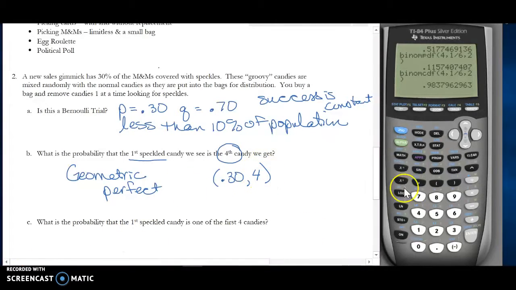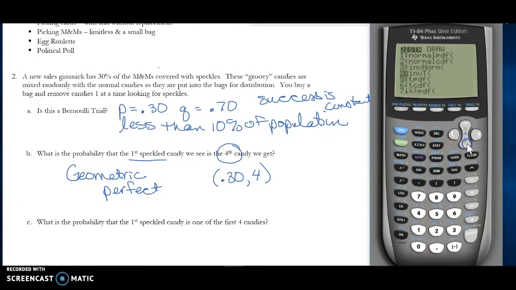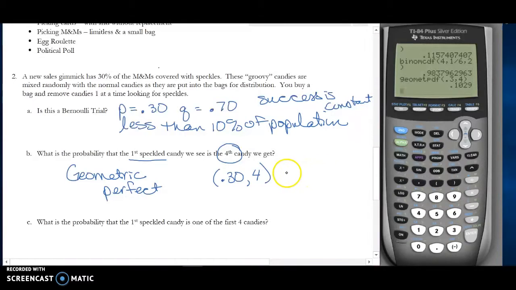So let's look at our calculator. So second distribution, geometric PDF, 0.30 and 4. And so 0.1029, about 10.29% of the time that will happen.